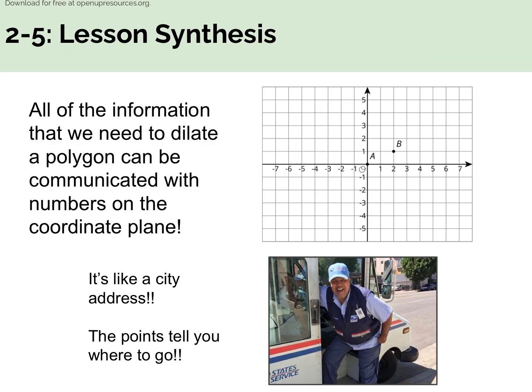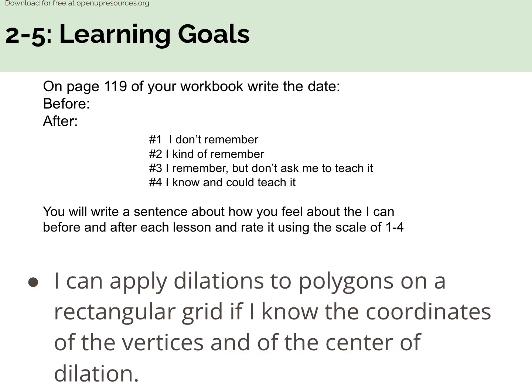So all the information that we need to dilate a polygon can be communicated with numbers on the coordinate plane. So it's kind of like points on a grid. So just like an address to your house, coordinate planes actually give us the dilation as far as what we need to go ahead and do. Go back to page 119. Let's read the I can statement again. I can apply dilations to polygons on a rectangular grid if I know the coordinates of the vertices and the center of dilation. So again, this is what we did.